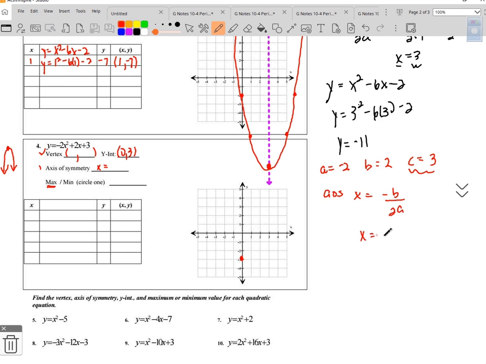So x equals the opposite of 2 over 2 times negative 2. The opposite of positive 2 is negative 2, and that's over negative 4. So our axis of symmetry is x equals 1/2, and that makes our x-coordinate here 1/2.